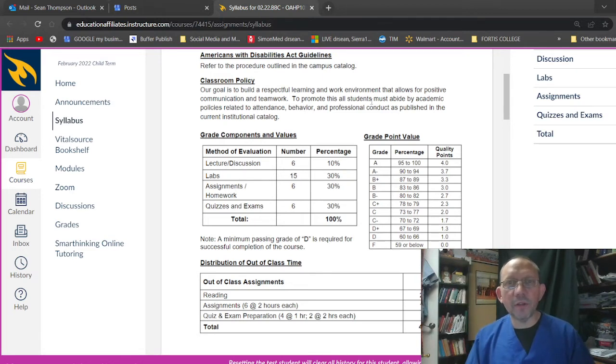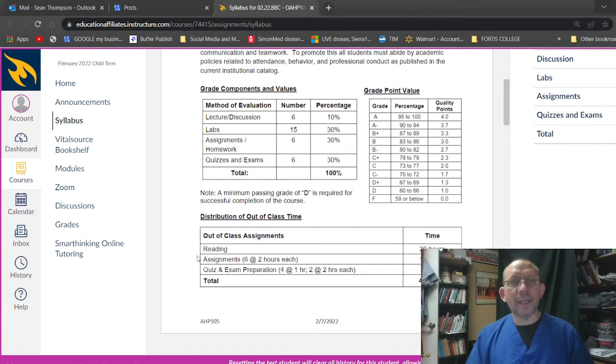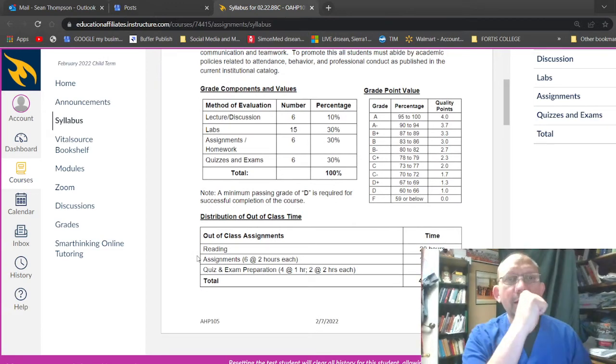To promote this, all students must abide by academic related behavior. Be nice, cool, groovy. Professional conduct is as published in the catalog. Okay, whatever. So it looks like here, grade components.